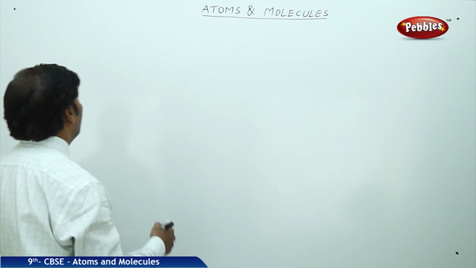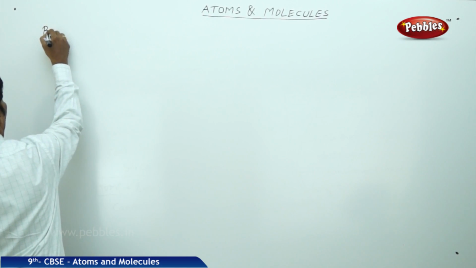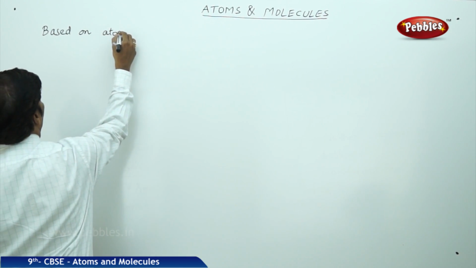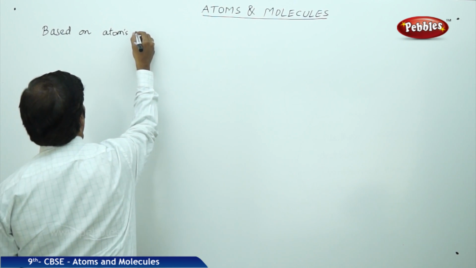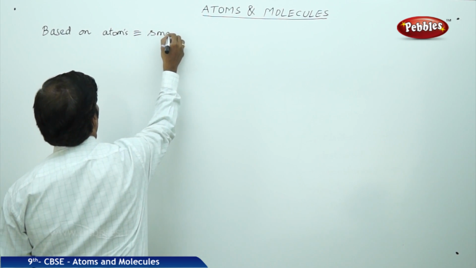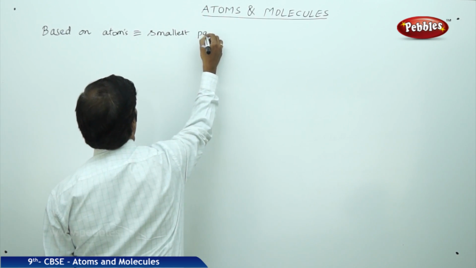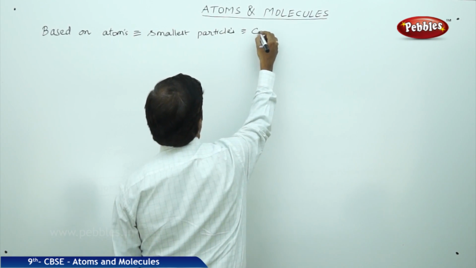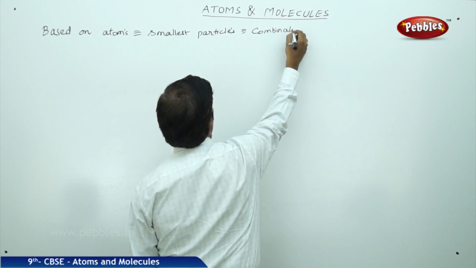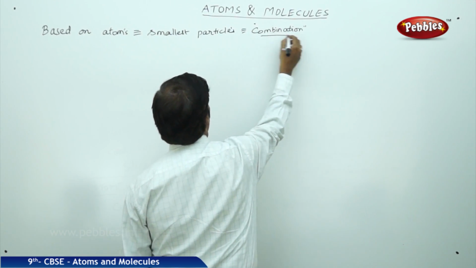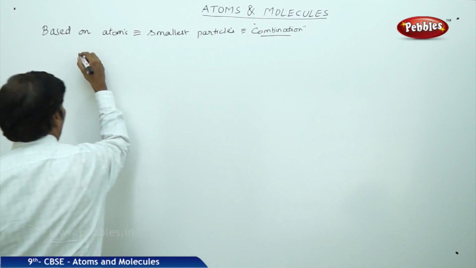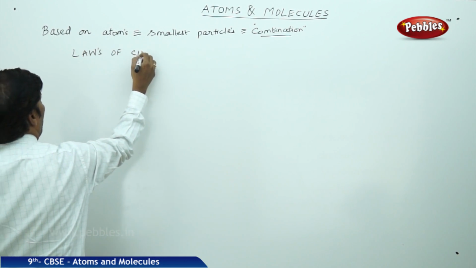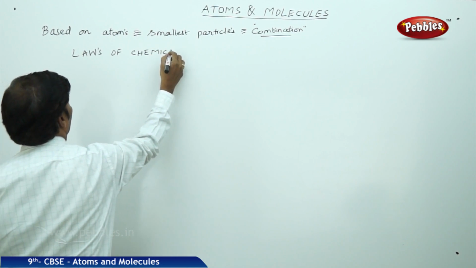So here the next part of the discussion, based on atoms. Atoms are the smallest particles. Atoms are made up of smallest particles based on their combination. When the atoms combine in the various combination, here we have to study something about laws of chemical combination.